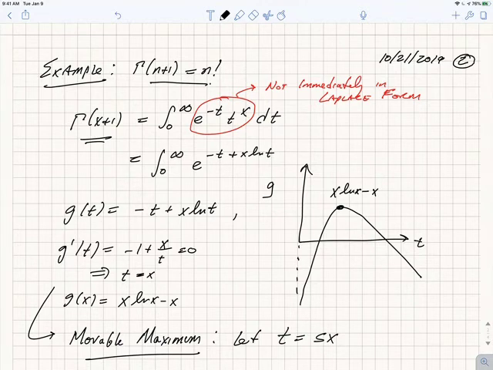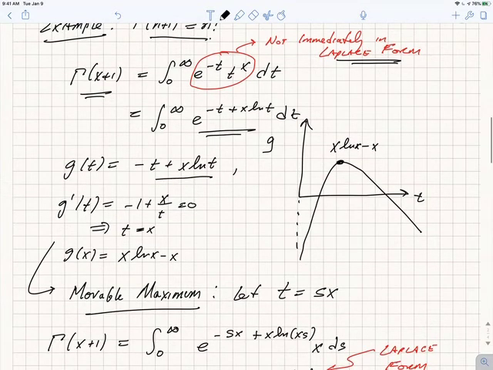Now, this is not directly in the form of Laplace's form because it's not the exponential of x times some kind of function. In fact, if we write everything as an exponential, there's a dt missing, you can see that what's sitting in the exponential is the function minus t plus x log t. Now, if we think about where this function has a critical point, we'll see that it actually has a critical point at the value t equals x. So it has a movable maximum inside the interval from 0 to infinity. But it has only one maximum where t equals x.